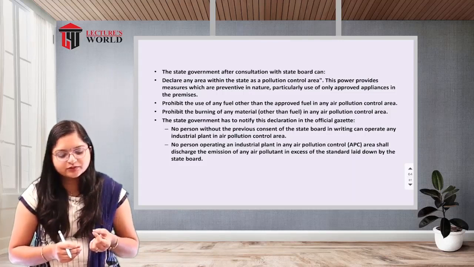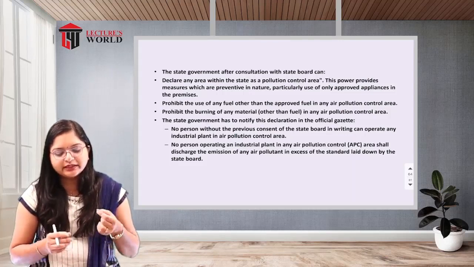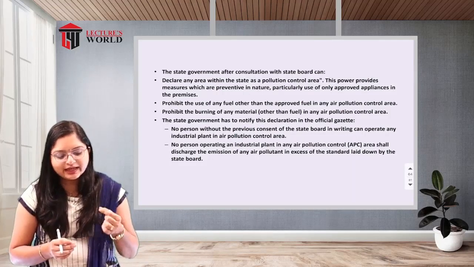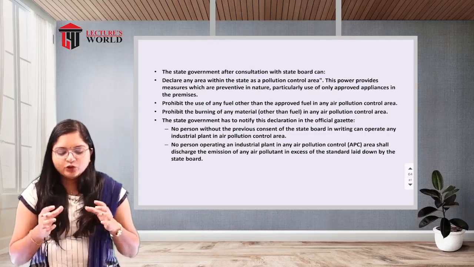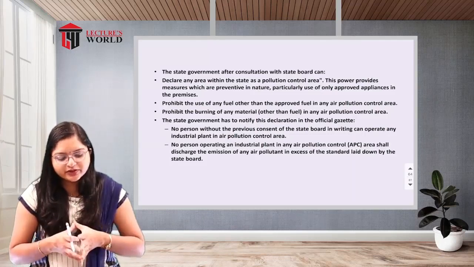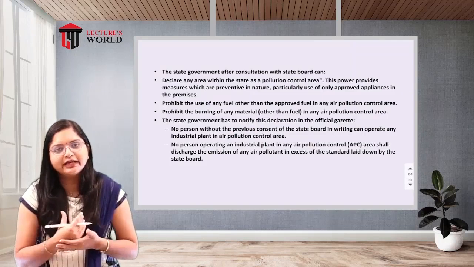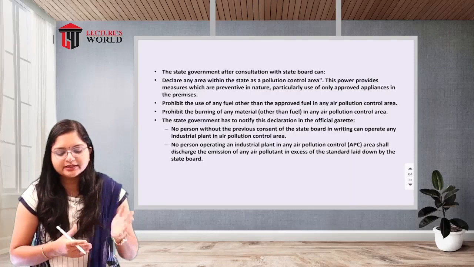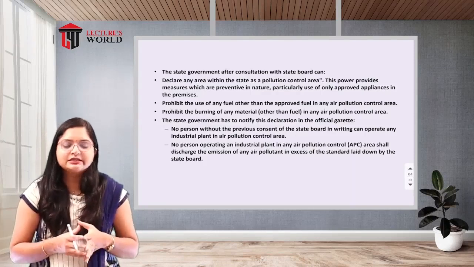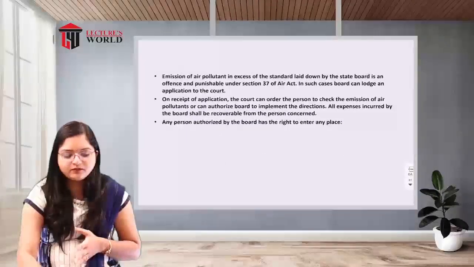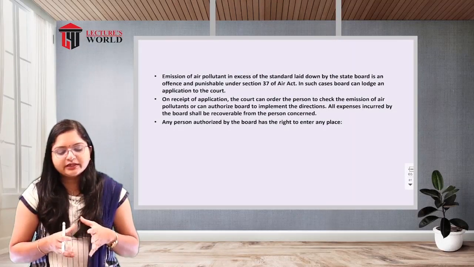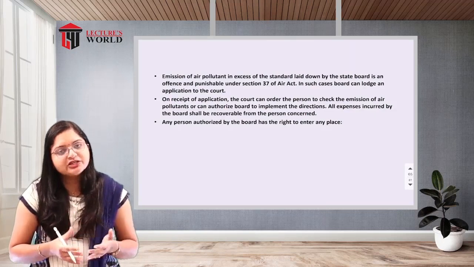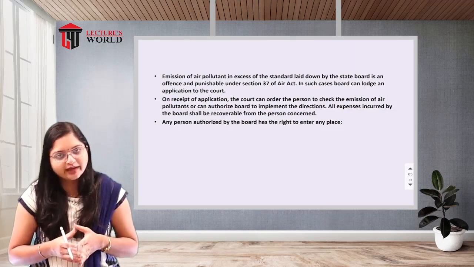No person without the previous consent of the state board in writing can operate any industrial plant in any air pollution control area. No person operating an industrial plant in any air pollution control (APC) area shall discharge the emission of any air pollutant in excess of the standard laid down by the state board. Emission of air pollutant in excess of the standard laid down by the state board is an offence and punishable under section 37 of the Air Act.